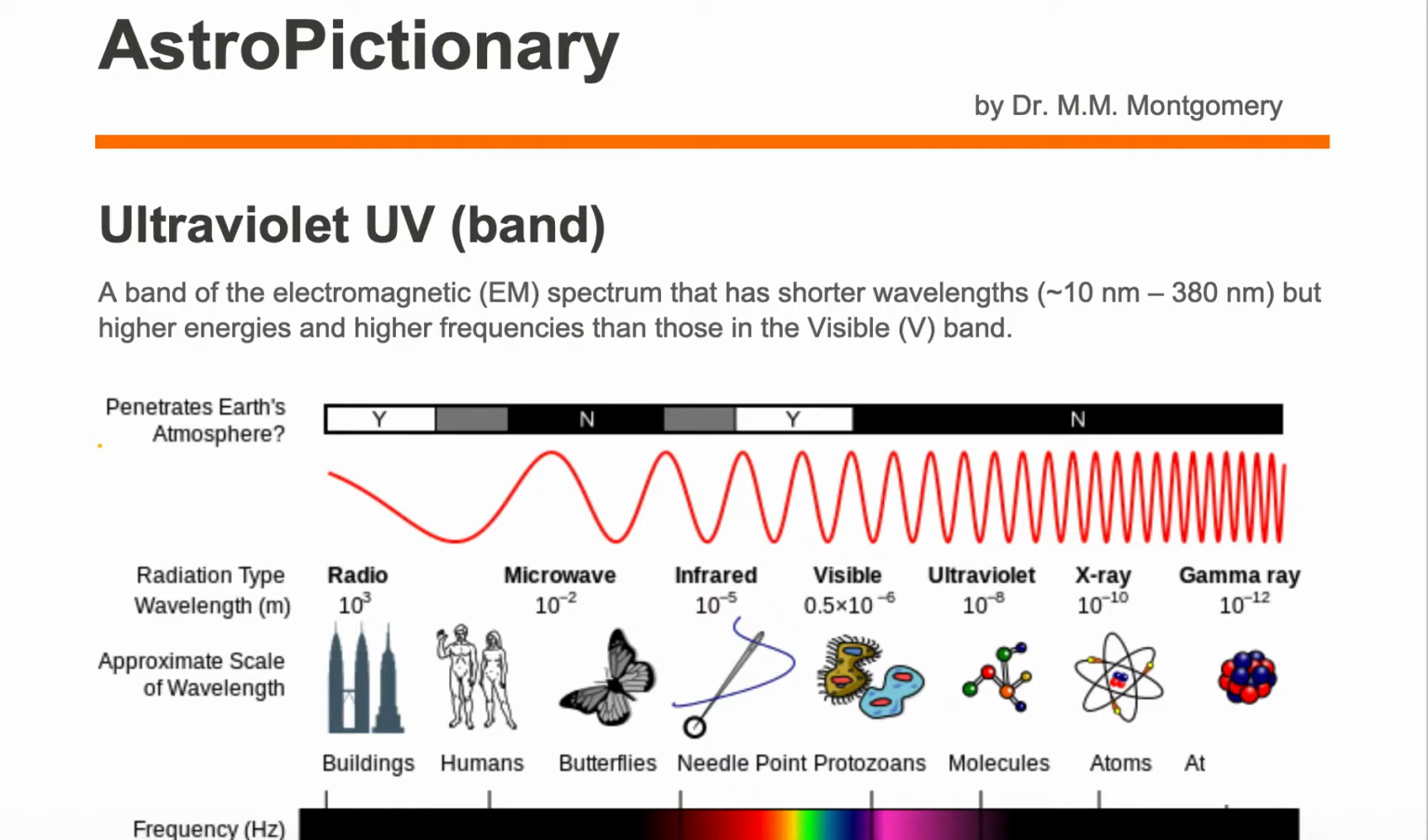Ultraviolet, or UV, is a band of the electromagnetic (EM) spectrum that has shorter wavelengths, roughly 10 nanometers to about 380 nanometers, but higher energies and higher frequencies than those in the visible (V) band. Basically, the ultraviolet band has shorter wavelengths but higher energies and higher frequencies than those in the V band.